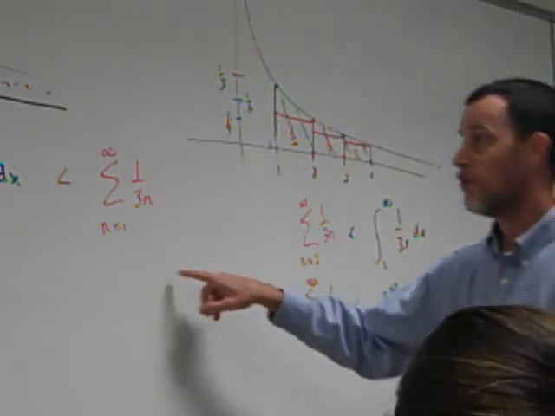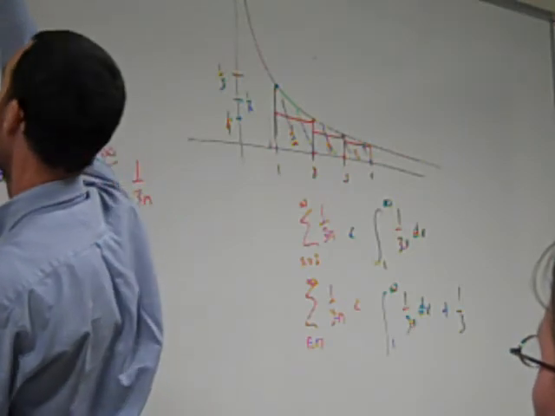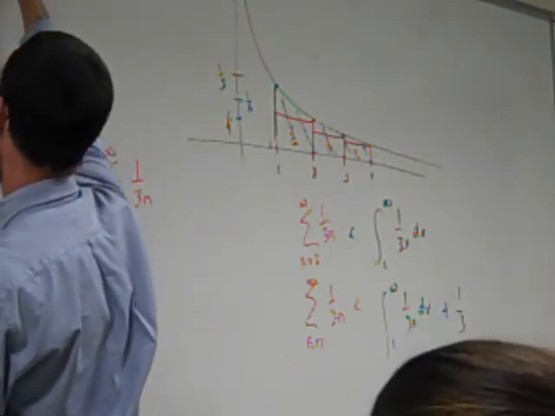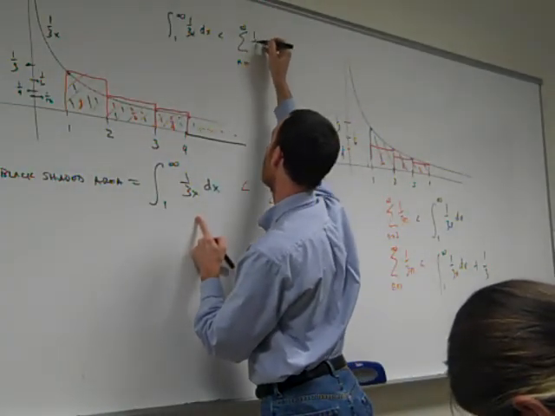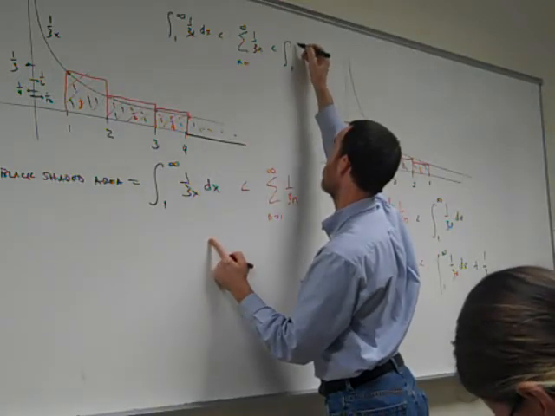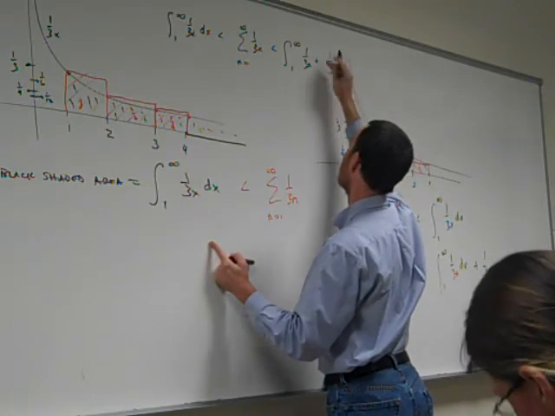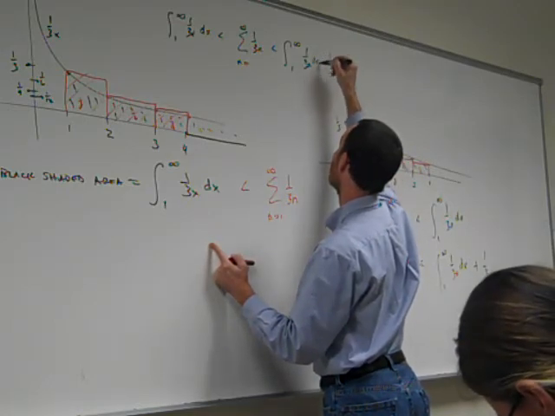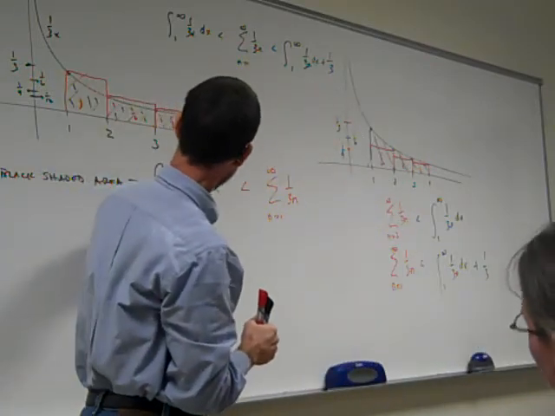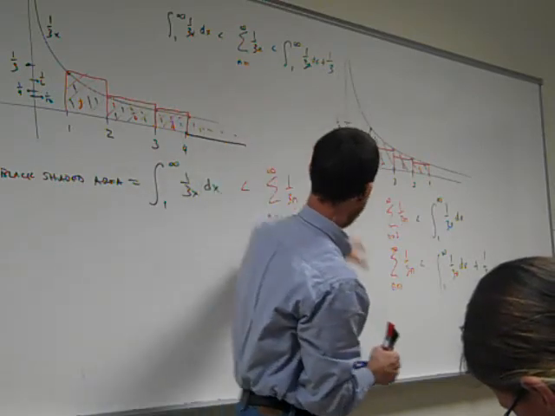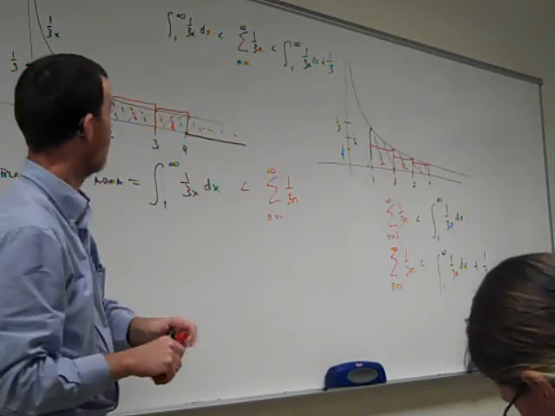Let's combine these two statements, and what we have is this. The integral from 1 to infinity of 1 over 3x dx is less than my sum from n equals 1 to infinity of 1 over 3n, which is less than the integral from 1 to infinity of 1 over 3x dx plus 1/3. Should put a dx in there. Did I combine those correctly? That this is less than that, that's what I've got there. And this is less than that, that's what I've got there. So that does tell you what you said.